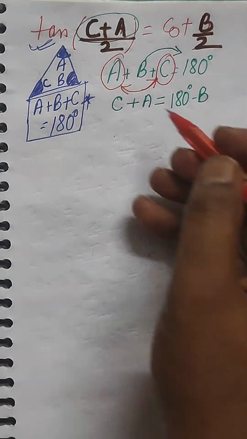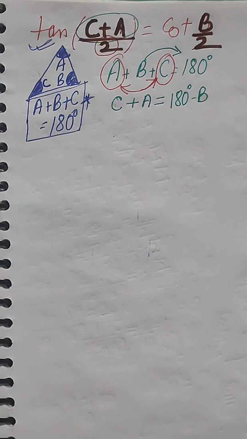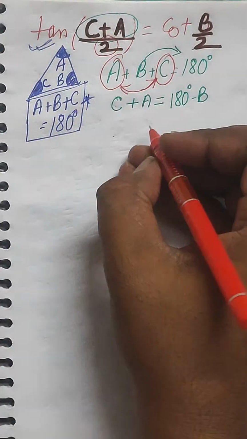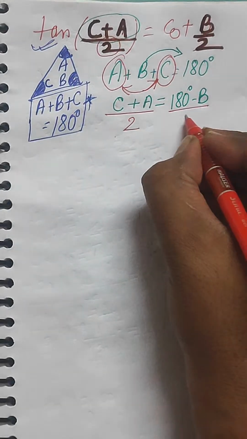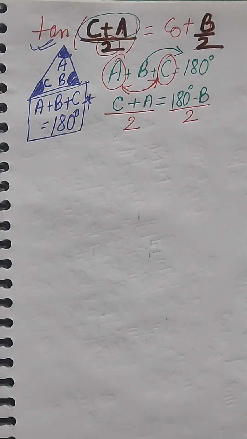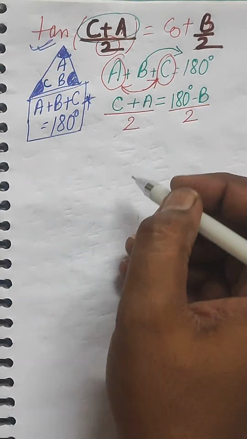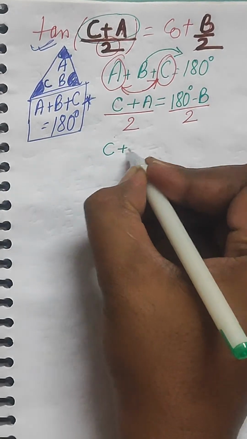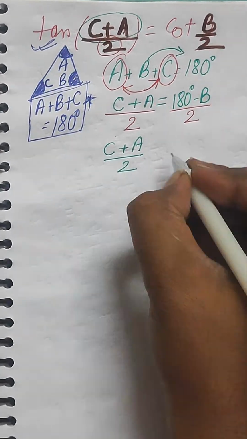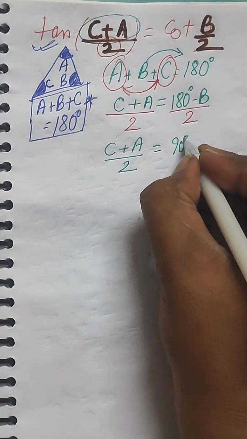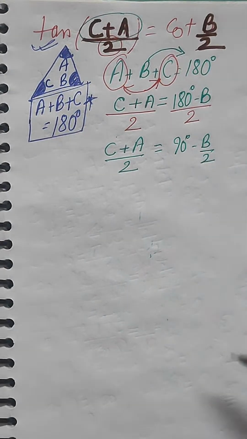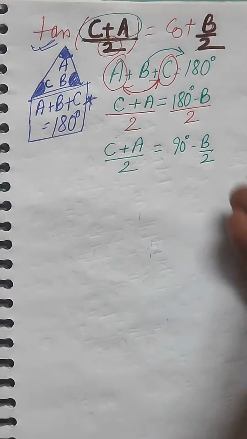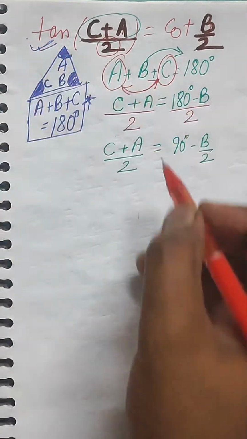And here you can see this 2 is also there in the denominator of the LHS. So do one thing, divide both sides by 2 like this. When you divide both sides by 2, then you can see (c plus a) by 2 will be equal to 90 degrees minus b by 2, isn't it? Because 180 by 2 is 90.